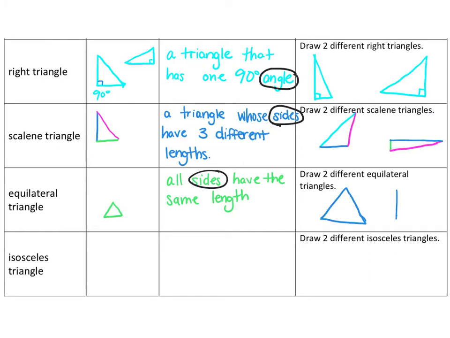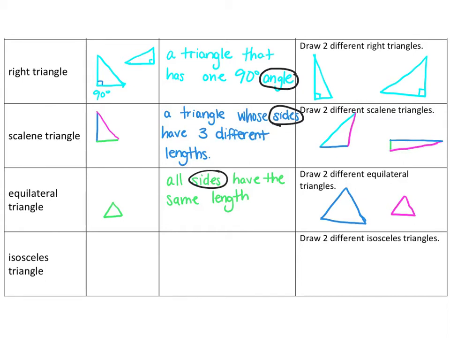Now, one thing you'll notice is that all equilateral triangles look the same. I can't draw it like this because these two sides are the same, but this side is different. So that one is not an equilateral triangle. All equilateral triangles have the same side lengths. So they all end up looking like this. Okay.